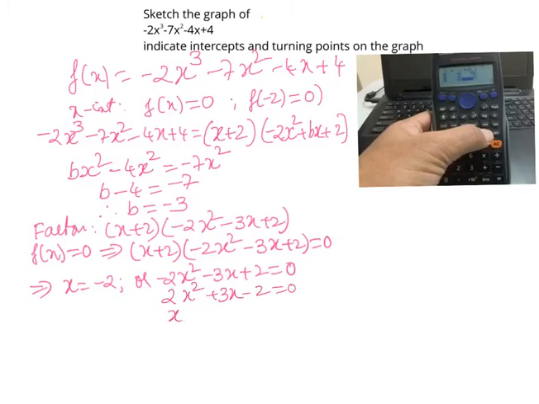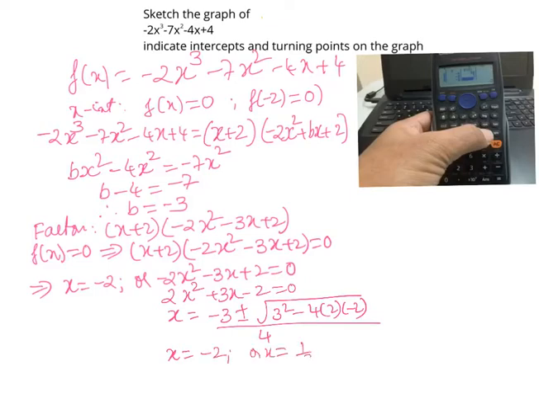Now I can solve for x. X is equal to negative 3 plus or minus the square root of 3 squared minus 4 times 2 times negative 2, whole divided by 2 times 2, which is 4. So I solve them and I get x is equal to negative 2 or x is equal to 1 over 2. So my x-intercepts are, you can see this negative 2 is repeating.